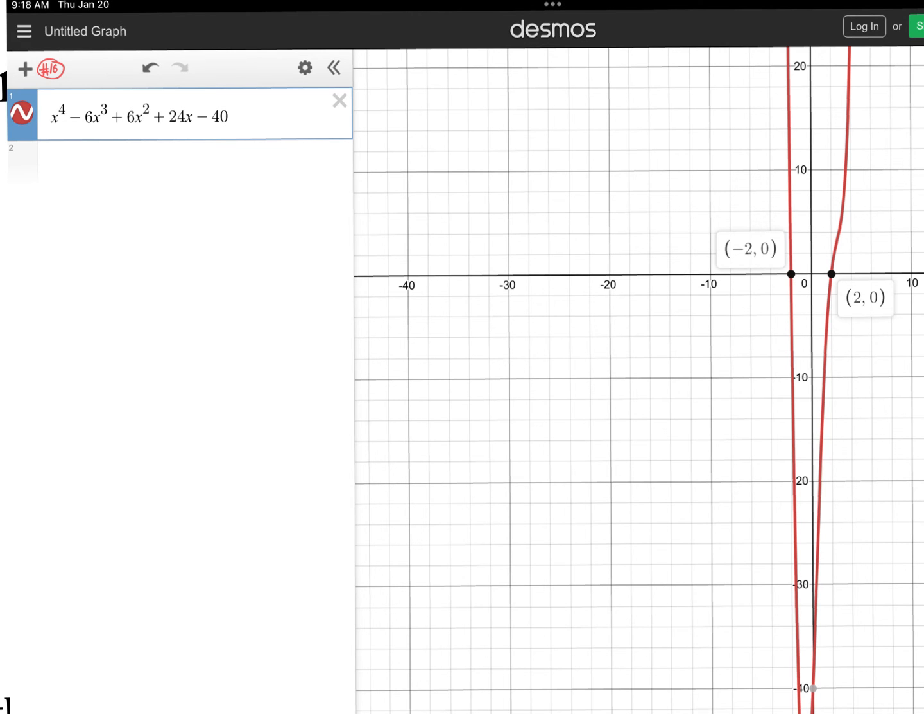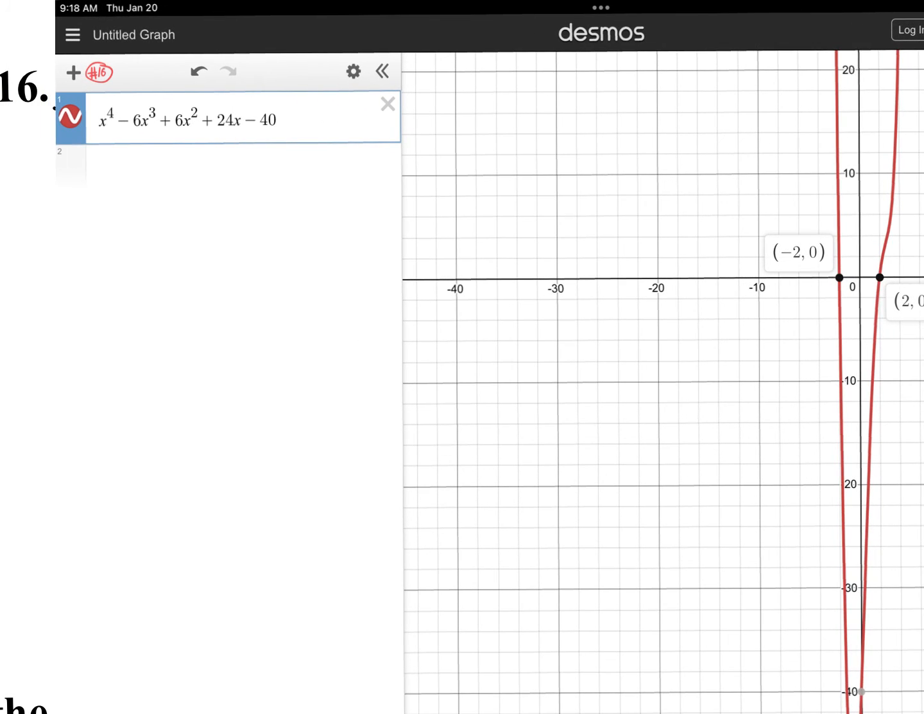If you type it in correctly, you're only going to get 2 x-intercepts, right? And that means that it only gives us 2 real answers. And what are those answers? x equals -2 and x equals +2, right? But we're looking for 4 answers. So let's see what happens.